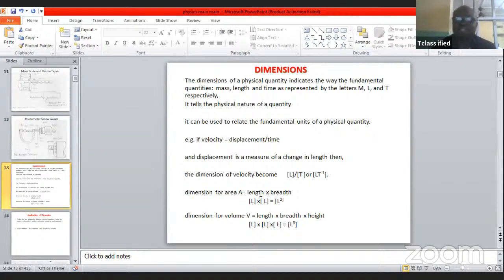So this is the dimension of area, L to the power 2. Take note, it's not M squared, but L to the power 2. Now, lastly, let's look at the dimension of volume. We know that volume is length times breadth times height. So length, breadth, and height are all lengths. And that's why we have L times L times L, giving us L to the power 3. And this is the dimensional representation of volume, L to the power 3.